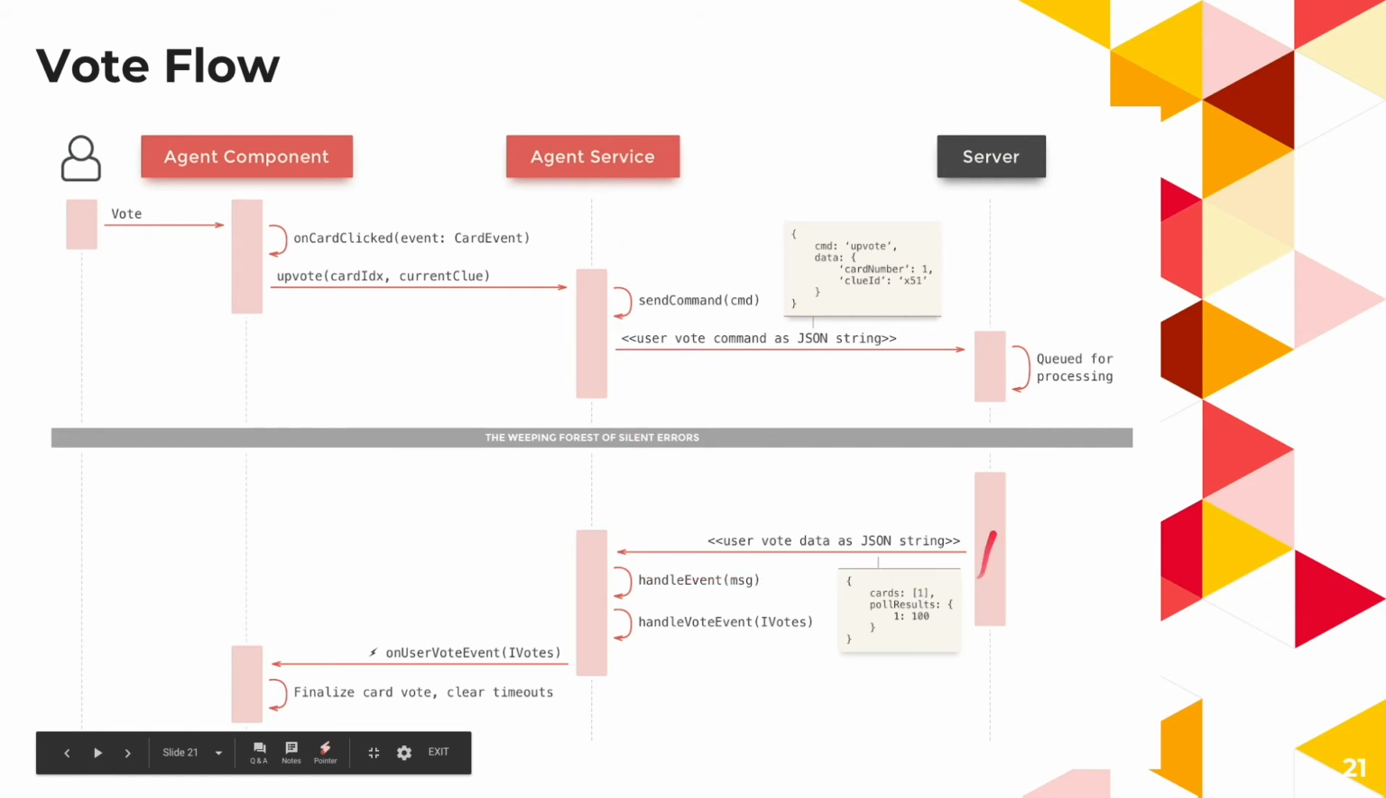So in the agent service, when that gets sent back, the JSON is deserialized, turned into an object. We figure out what type of event it was. It goes to the event dispatcher, and then you have the handle vote event. That calls the on-user vote event on the front end, and then we'll finalize the vote. The agent component will say, yes, I've registered this. The vote's been registered. We can keep the UI where it is.